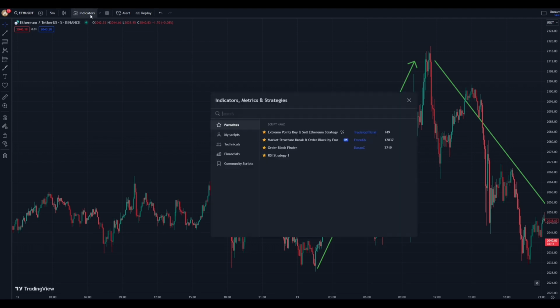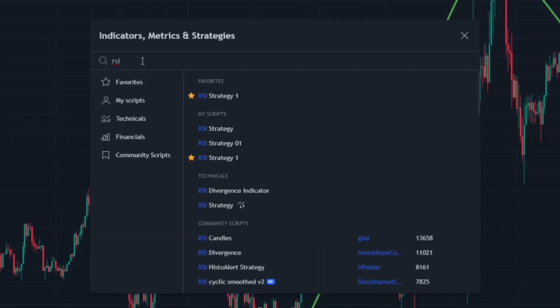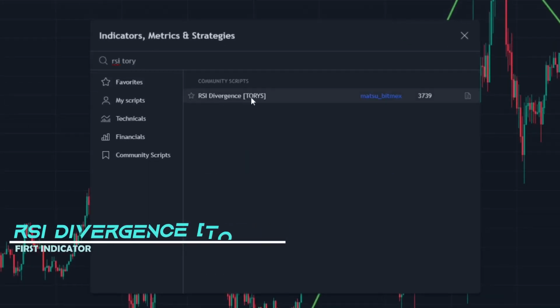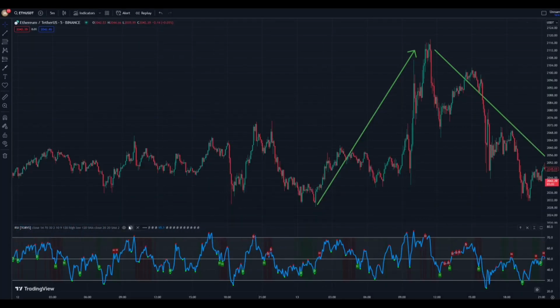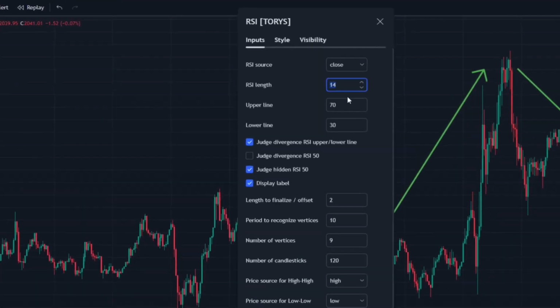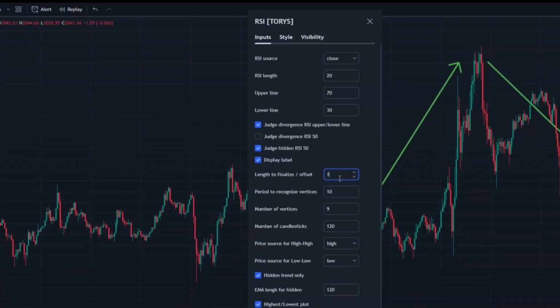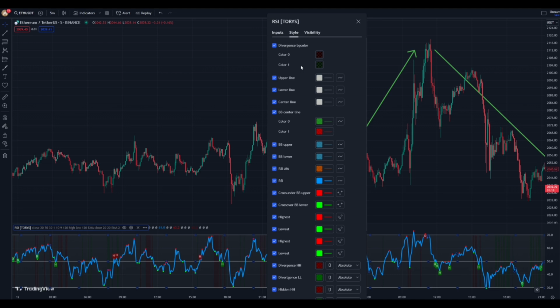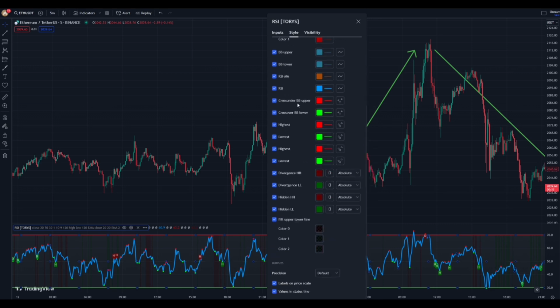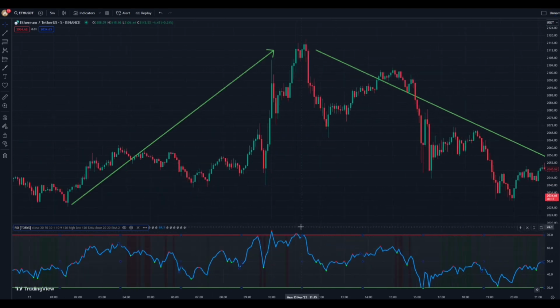First thing you should do is open the Indicators tab. Search up RSI divergence Tories. After applying the indicator, we open its settings and we set RSI length to 20. Change the rest of the settings as I do. That's all we need to change in the settings.